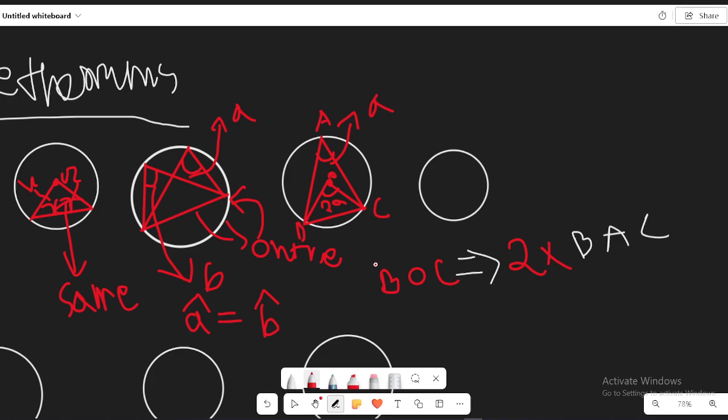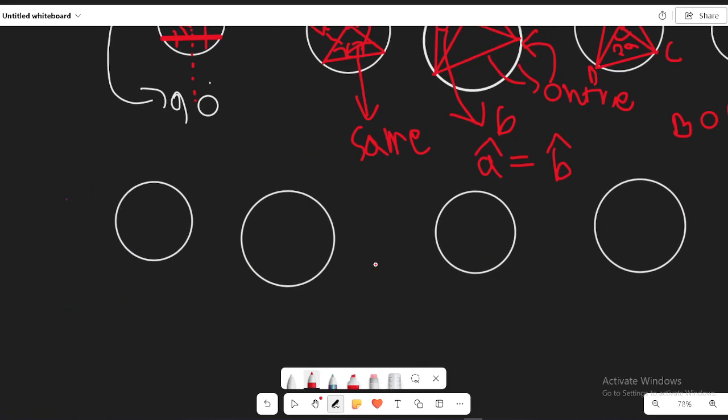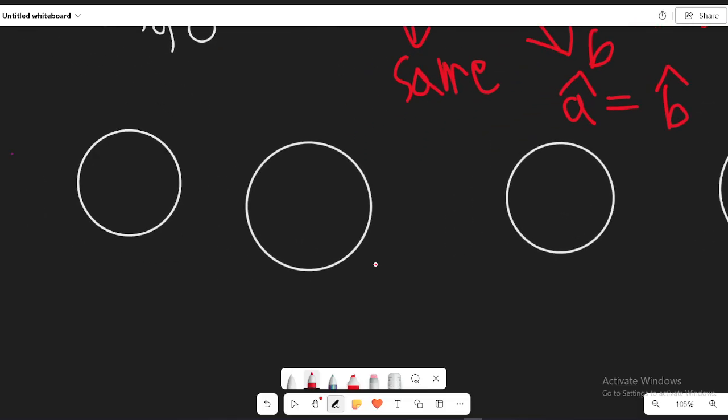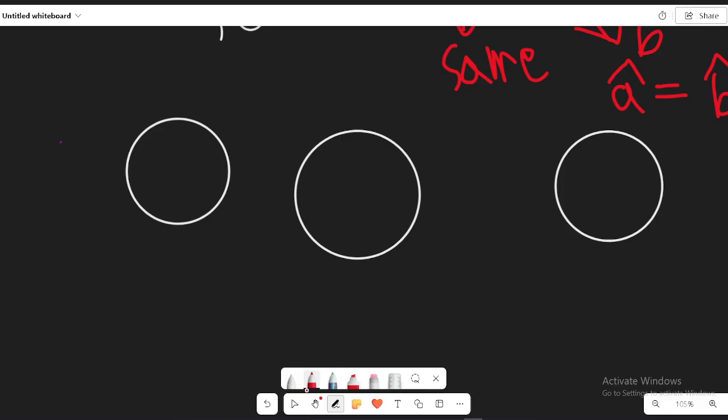So let's do another one. This one is very important. The last one I showed you is important. This one is even more important because it's basically a major part of most of these questions. So we have a diameter right here, from one point of the circle to the other, touching the center.